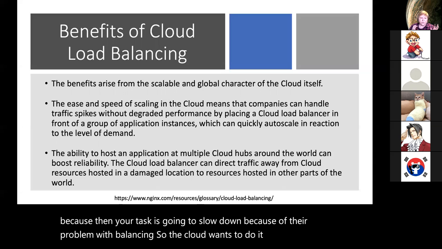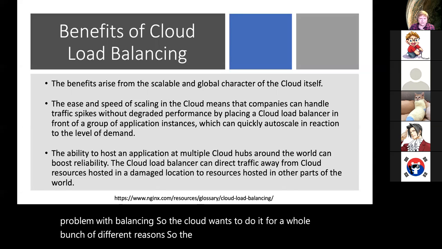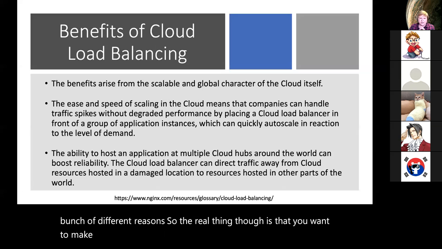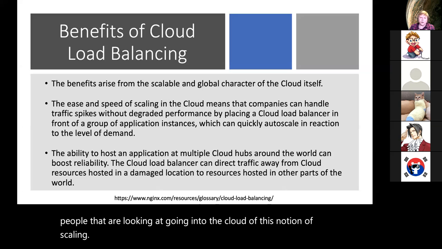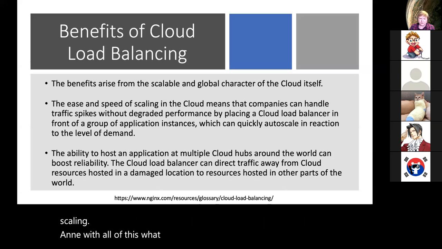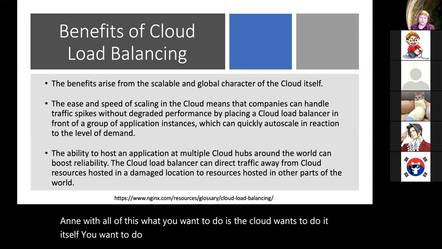So the real thing, though, is that you want to make sure that you can present a system alternative to people that are looking at going into the cloud, of this notion of scaling. And with all of this, the cloud wants to do it itself. You want to do it yourself for your application, so that you don't want spikes.